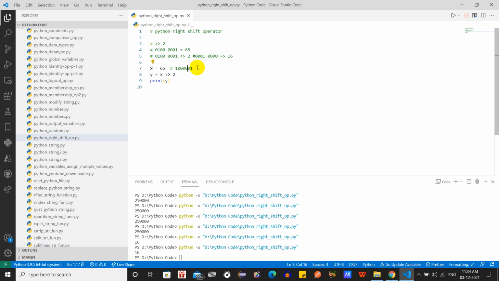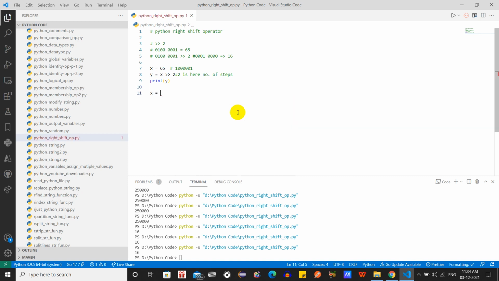I will not take binary data. Here I supposed this is the binary data, but the computer supposes this is not binary data, this is the actual data which I am inputting as a numeric form. The numeric form here is 65 and the binary form is this. The computer understands this binary form and shifts towards the right by the number of steps, here 2. Then it assigns to y, then prints y. So this is how the right shift operator works.